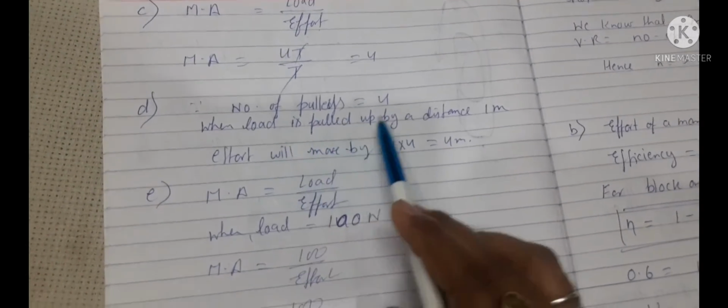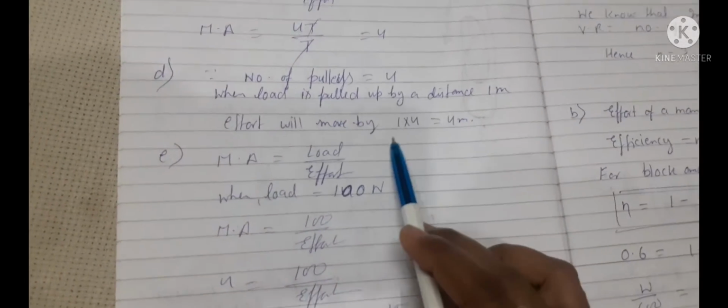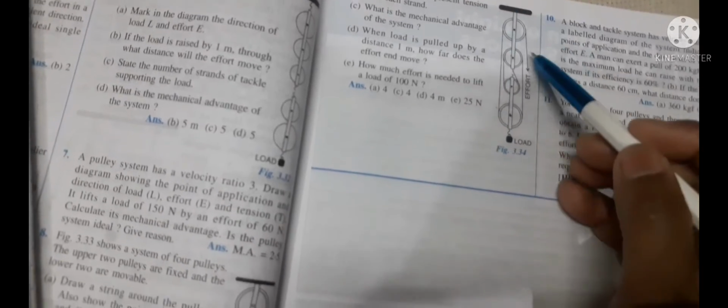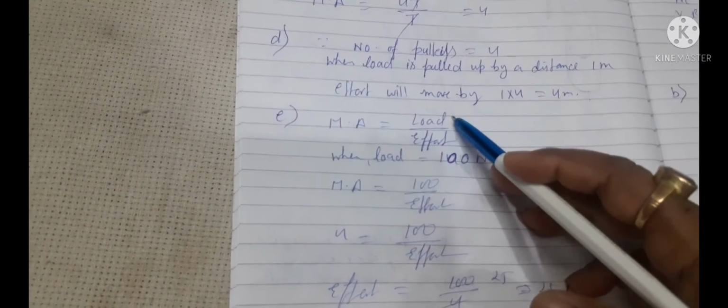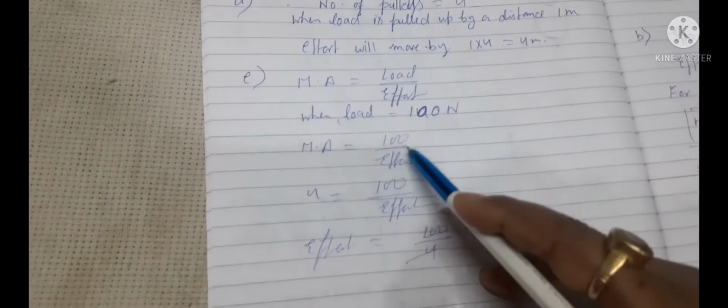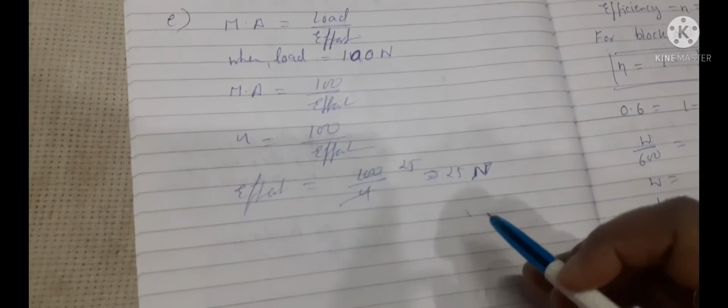4. When load is pulled up by a distance 1, effort will be moved by 1 into 4 meter, because each strand, 4 strands will lift 1 meter, and altogether this is the same rope. So 1 meter up, 1 meter up, 1 meter up, 1, so this all will come down 4 meter together. Now last question, MA, mechanical advantage equals load upon effort. If load is given 100 Newton and MA already we have calculated 4, so we will use that value to calculate effort, and by cross multiplication we get 100 by 4 is 25 Newton. So here your answer is over.